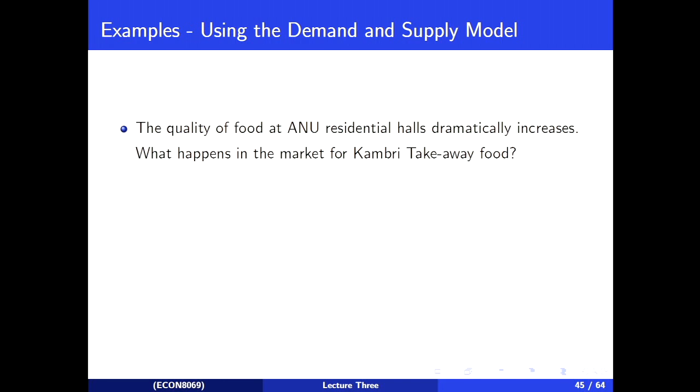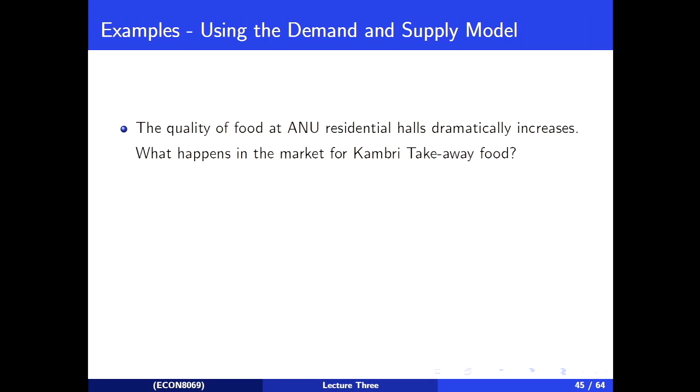The quality of food. So we're thinking about the market at Cambry again. The shock to our market is that the quality of food at ANU residential halls dramatically increases. What do we think happens at the market for food in Cambry? Do we think this is going to affect demand in the Cambry market, or is it going to affect supply in the Cambry market? Who reckons demand? Hands up for demand. 2, 3, 4, 5, 6. Who reckons supply? A couple, not too many.